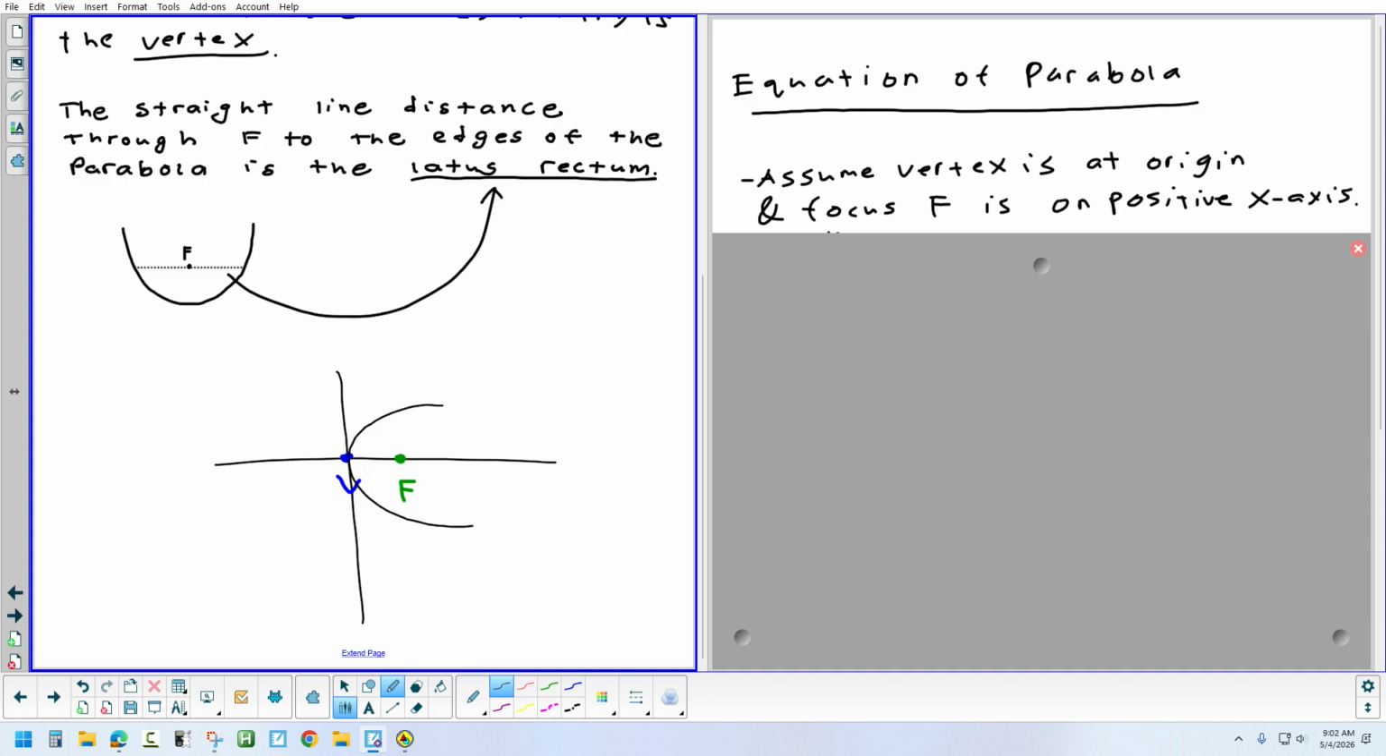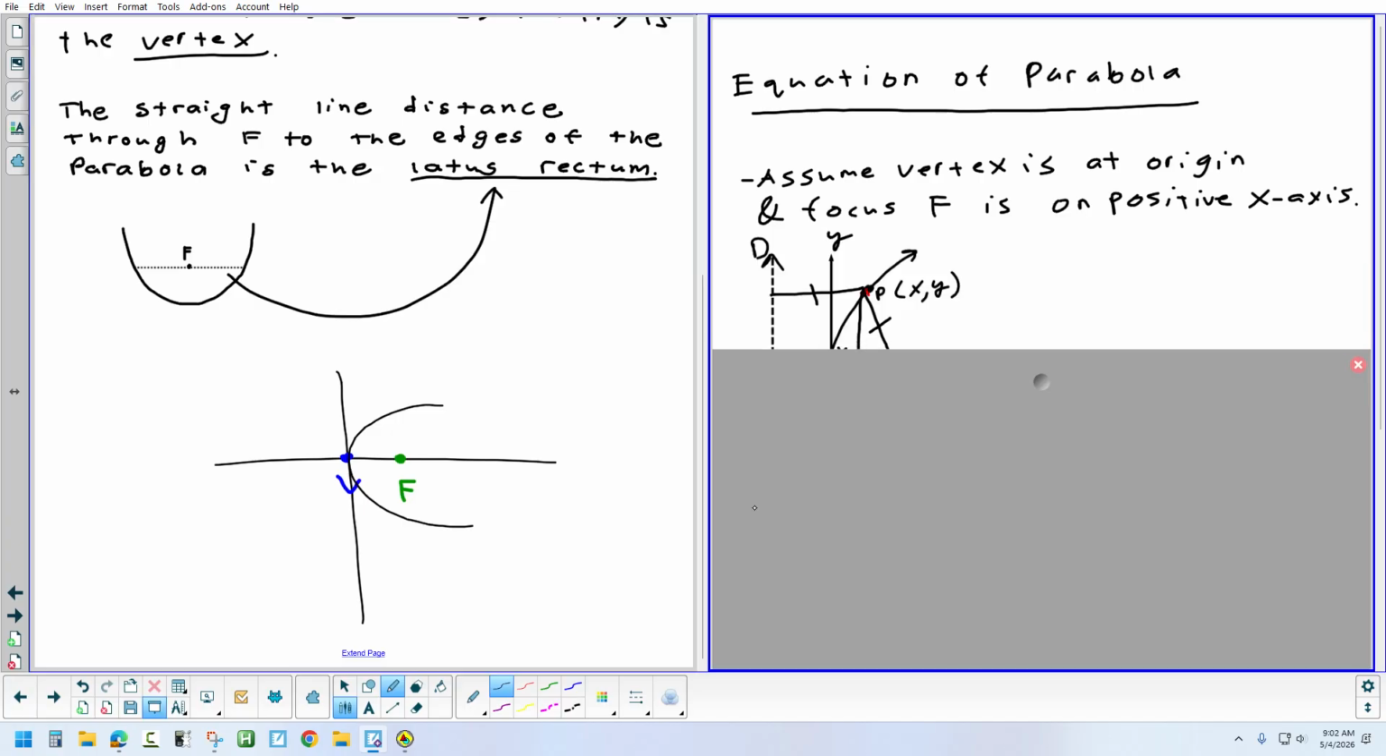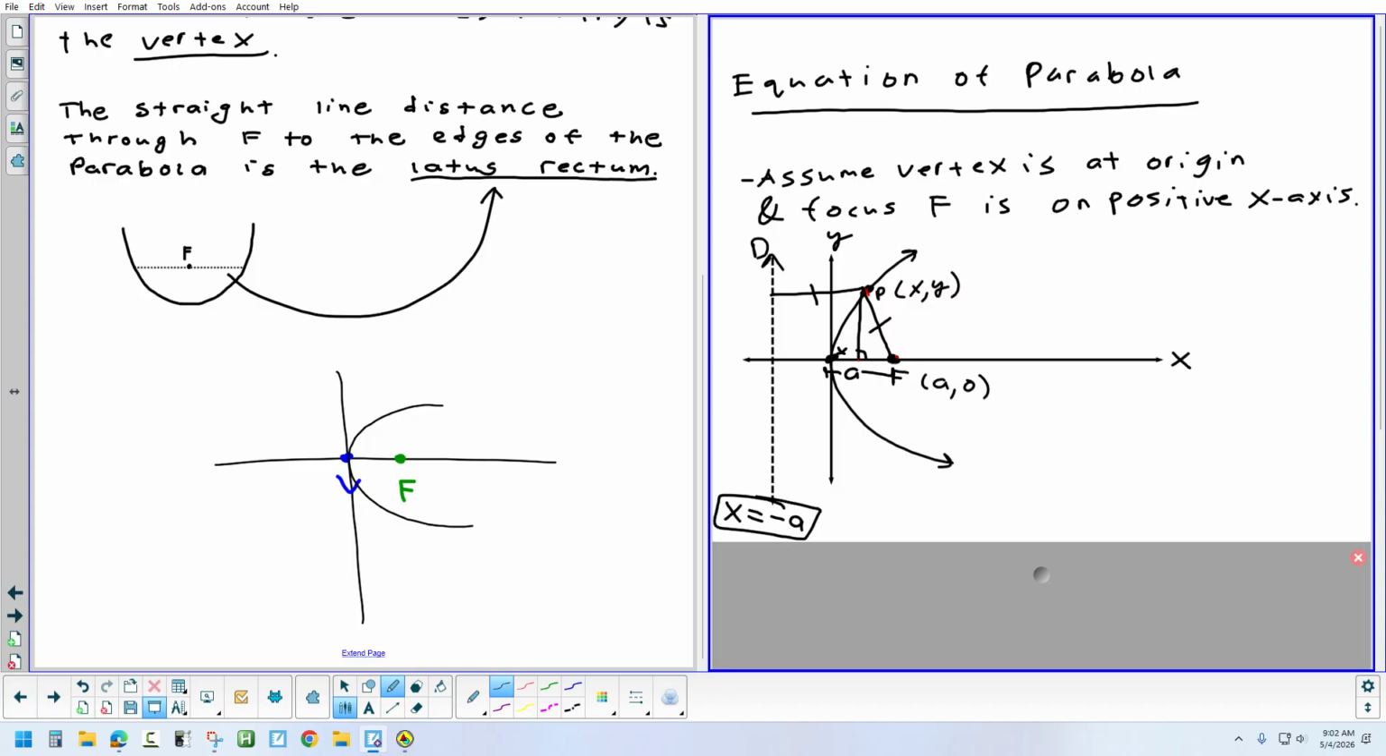Okay, so vertex at the origin. This time we're going to look at where the focus is on the positive x-axis. So you can just draw the picture I have over here.